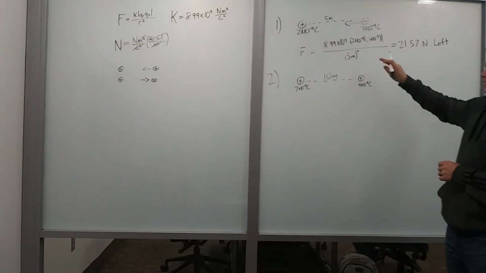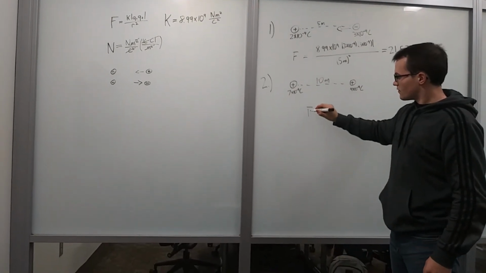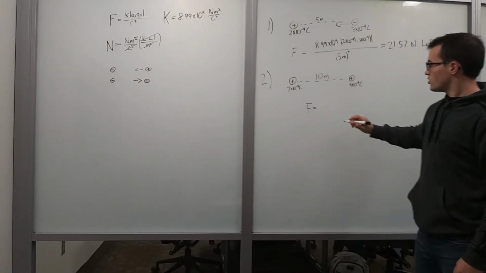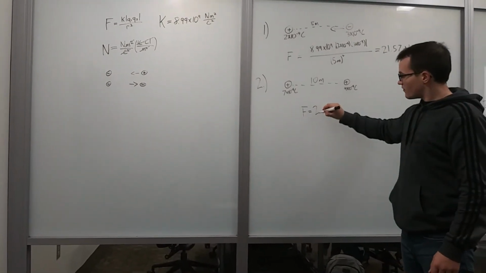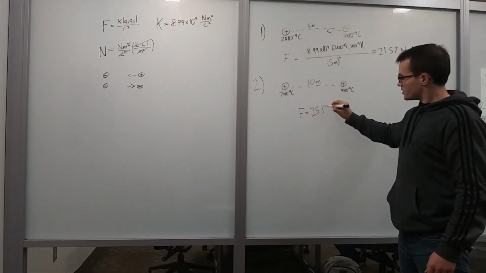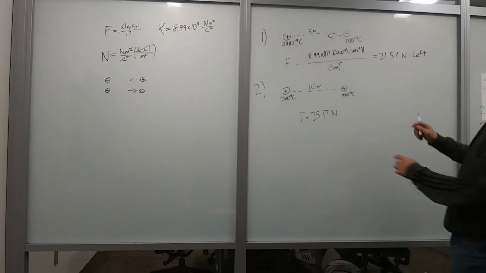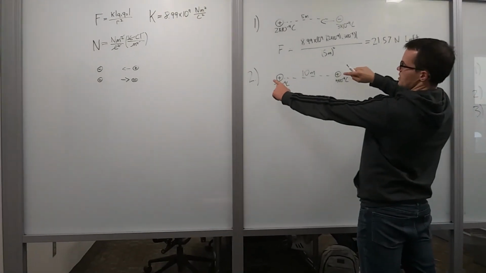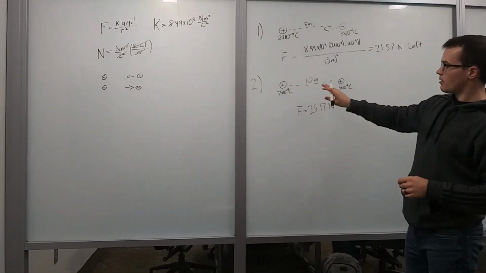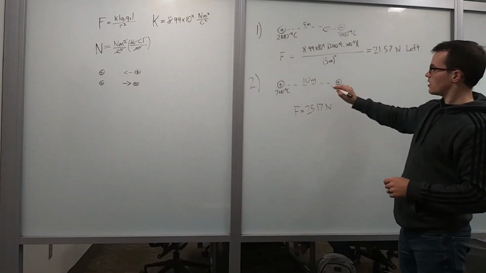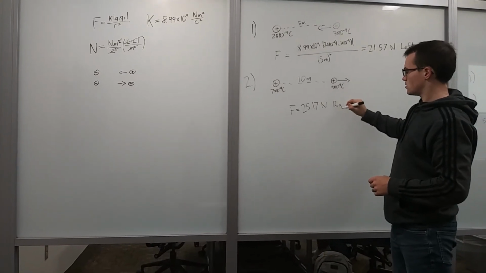If we plug everything in just like we did before, I won't write it all out this time, but if you do the exact same thing, your force should come out to 25.17 newtons. Now, because these are both the same charge, we know that this one's fixed, it's not going anywhere, but it will repel this one, so it's going to be going to the right.